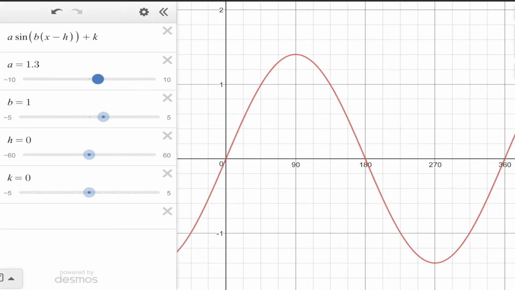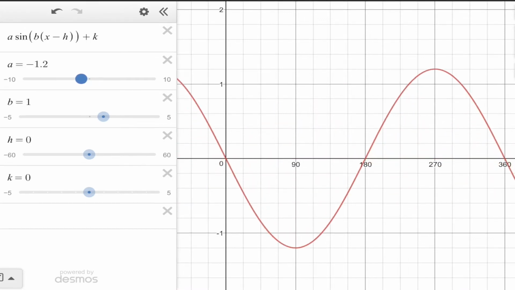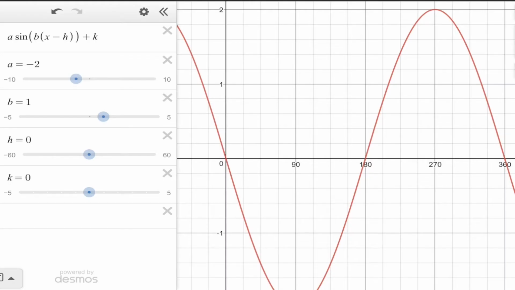If a is 1/2, we see that it shrinks it. If a is -2, it's going to be a reflection also, and the amplitude, remember, is still +2 because amplitude is height, which is always positive.